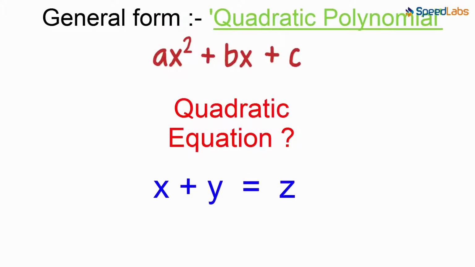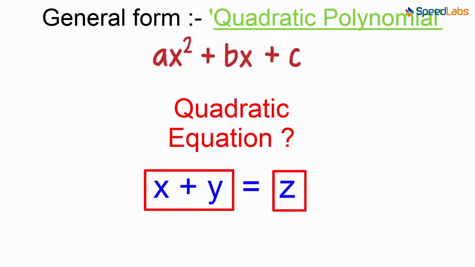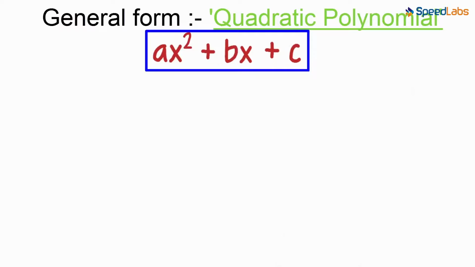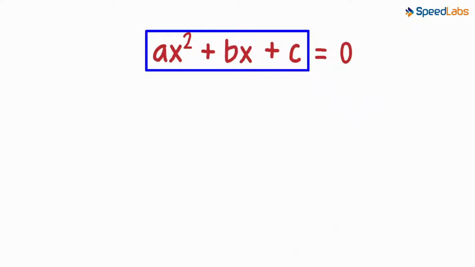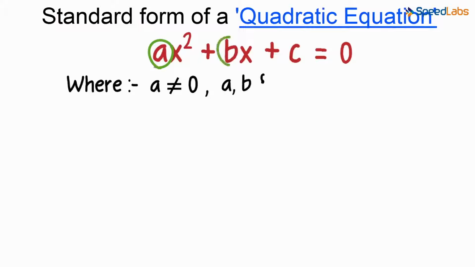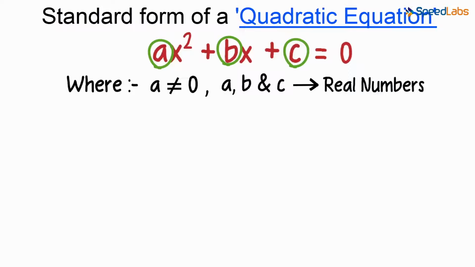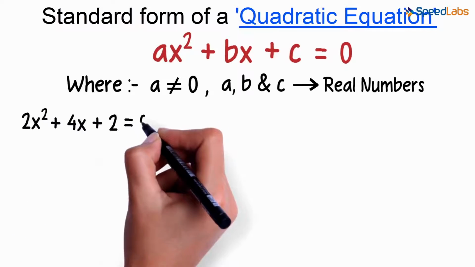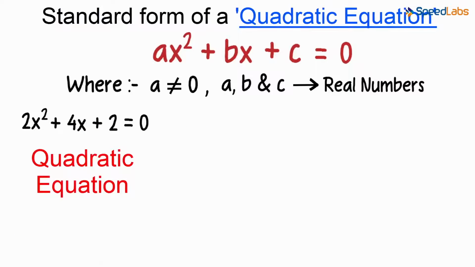An equation, as we know, always has two sides, one on each side of the equal to sign. When we equate this general form of a quadratic polynomial to 0, we get the general or standard form of a quadratic equation. Remember that a is not equal to 0 and the constants a, b and c are real numbers. For instance, 2x squared plus 4x plus 2 equals 0 is a quadratic equation.